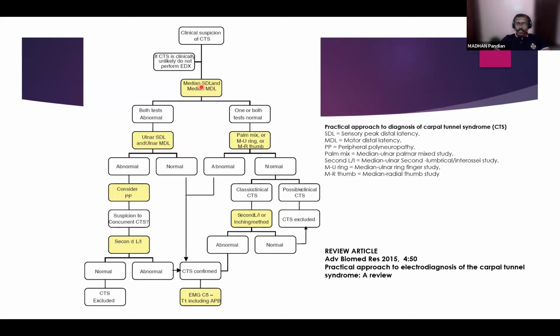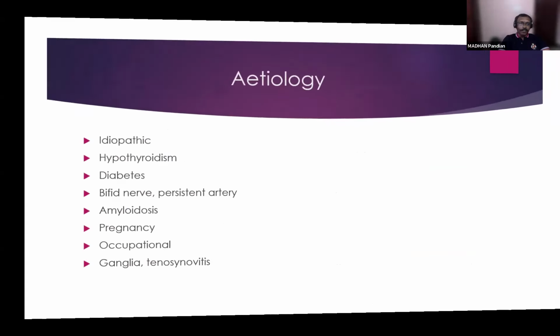Then, if it is either sensory or motor, you could keep on doing the palmar mix on the ring or the thumb fingers, then do the inching method, then exclude or include a case of carpal tunnel syndrome. Even though the neurologist does this, you need to understand that if it is only the median nerve which is involved, then call it carpal tunnel syndrome. Otherwise, it is a case of peripheral neuropathy. Please do not do any intervention.